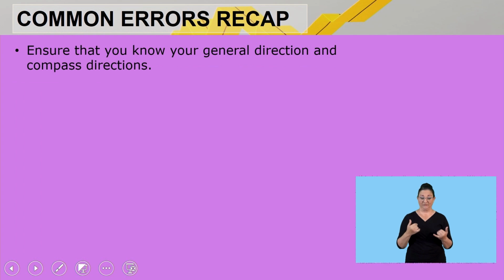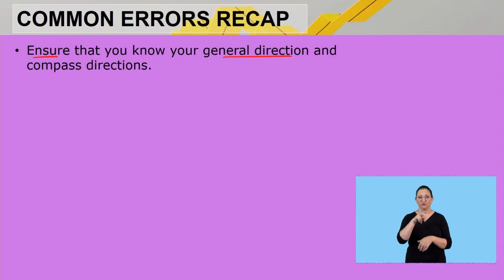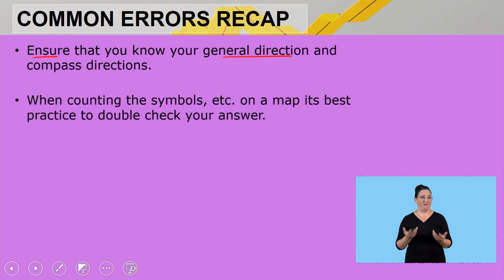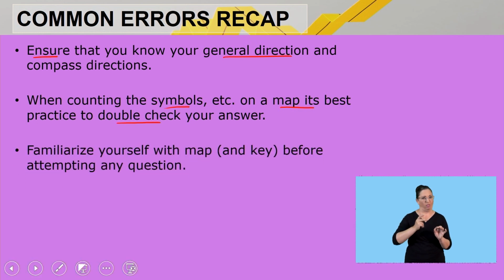Now, I would like to share with you some common errors that you must avoid, or detail you must pay attention to. So I said here, ensure that you know general direction and or compass direction. Guys, as I've indicated, this is a common question. You'll find it almost in every question paper. When counting the symbols, etc. on any map, it's best practice to double check your answer. Make sure that you count it correctly by double checking yourself.